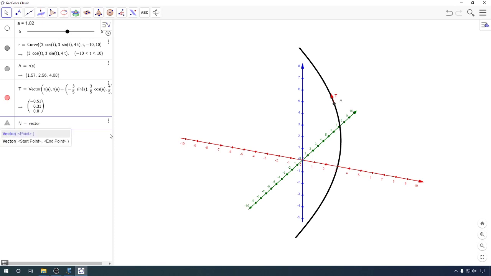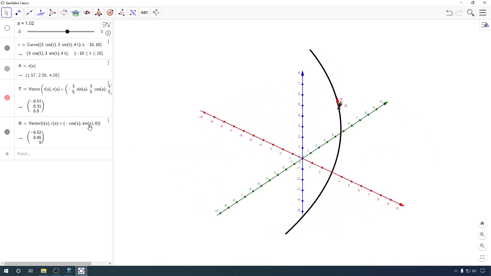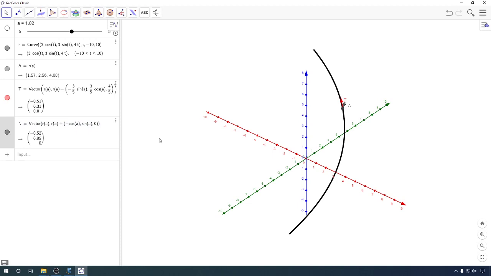N is going to be the vector that again starts at r of a, then goes to r of a plus our formula for the normal. So our formula here, remember, was negative cosine of a, sine of a, and then just 0 for the last term. Oh, sorry. I dropped the negative. It should be negative cosine of a, negative sine of a. Now we get a vector like that.